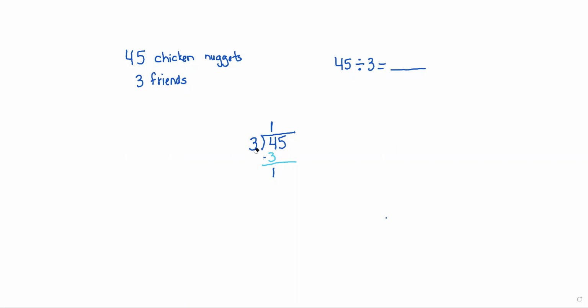Next, what we're going to do is drop down the 5, and we end up with 15. So we go back to the idea: can 3 go into 15? Well, yes, because 15 is greater than 3. So we know we can continue on with our problem. So 3 goes into 15 how many times without going over? Again, we're going back to that Price Is Right thought. How many times is it in without going over? Go ahead and pause and take a moment to think about that.